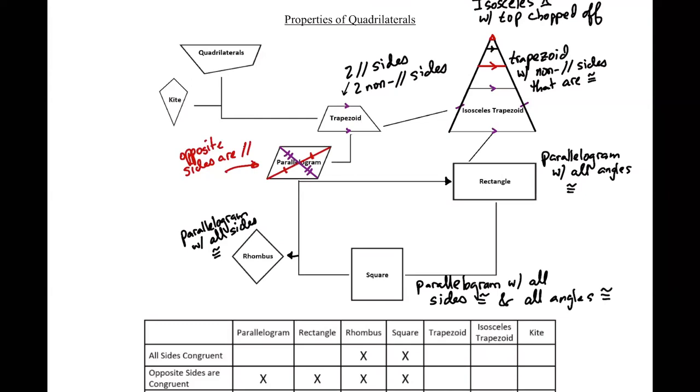So that's just the tip of the iceberg. Or the tip of the Great Pyramid of Giza. So a square could also be thought of as a rhombus in which all angles are congruent. Because if you think about it, a parallelogram with all sides congruent is a rhombus. A parallelogram with all angles congruent is a rectangle.